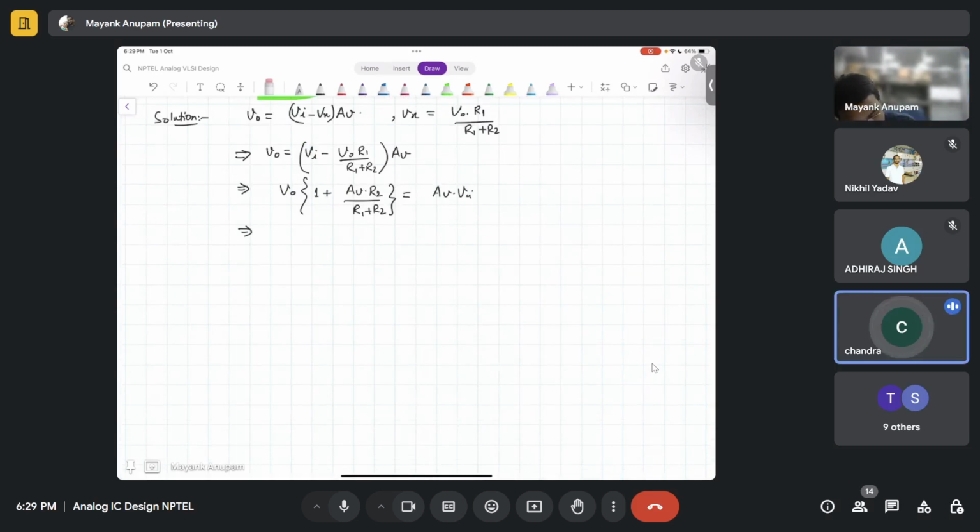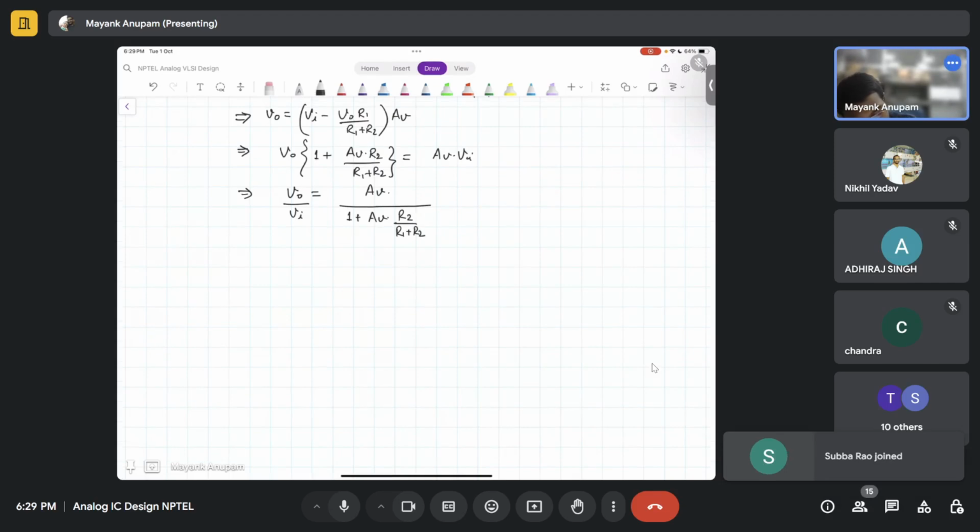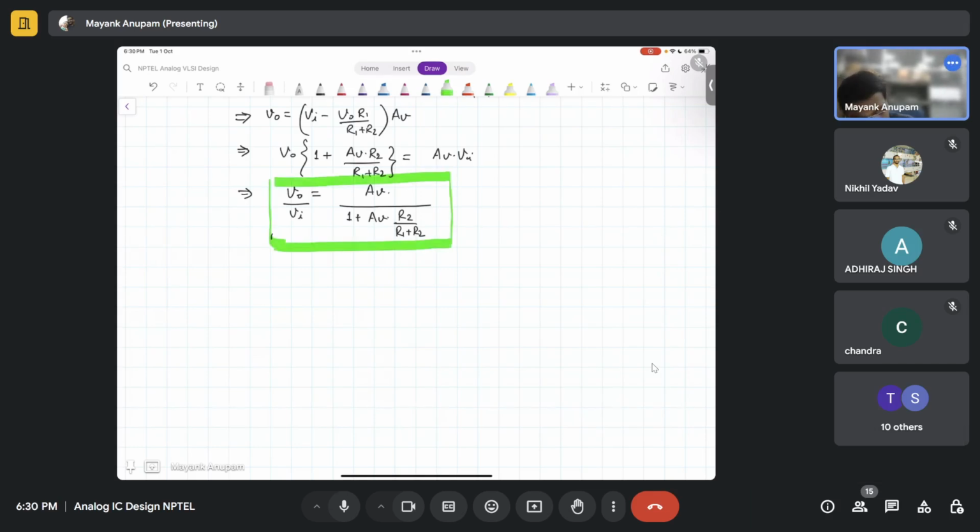So R1 plus R2 by R1. Tell me what V0 by Vi will be. It is equal to AV divided by 1 plus AV times R2 by R1 plus R2. Correct? Now, this is the expression, right? This is in general true for any AV.